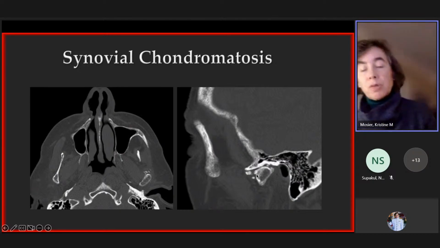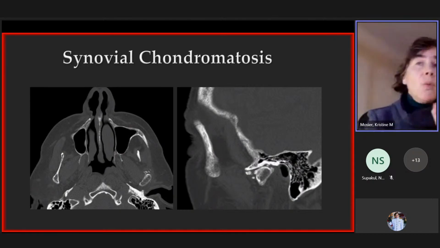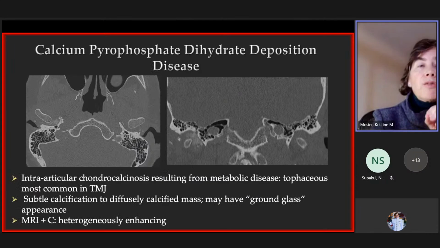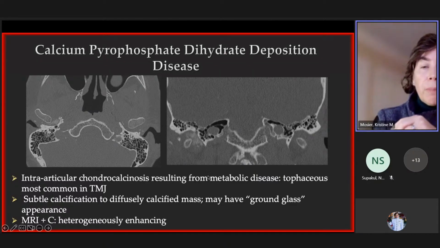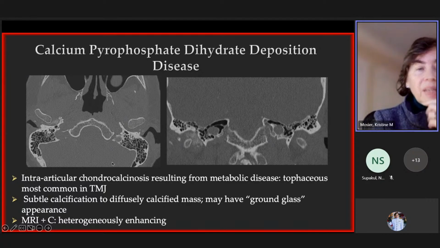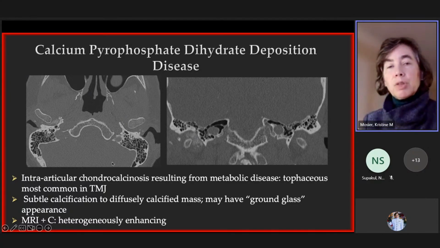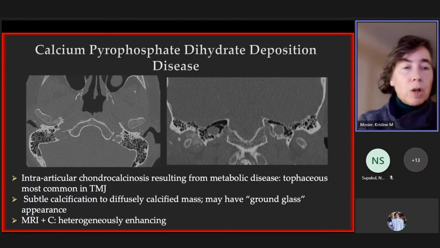So this is synovial chondromatosis. Now, we have to distinguish that from calcium pyrophosphate dihydrate deposition disease, or CPPD, which is a chondrocalcinosis, as you will remember from metabolic disease. Now, when these present in the temporomandibular joint, obviously these usually present in older adults.